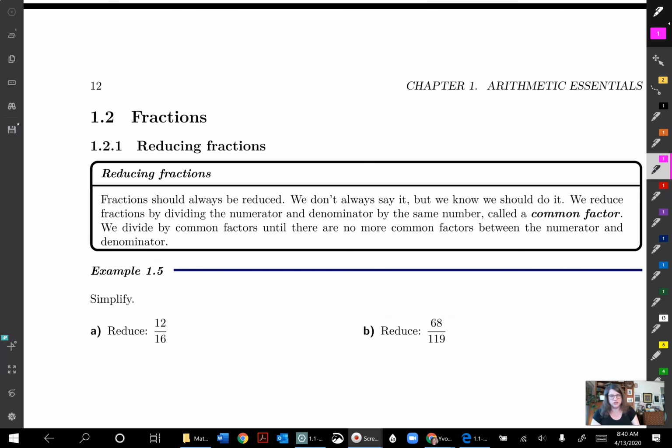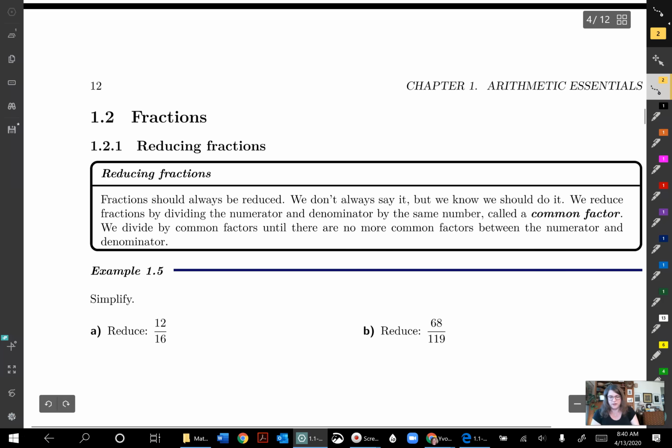Okay, now here's fractions, everyone's favorite, I know. So fractions should always be reduced. We want to really pare it down to its simplest form. Simplest form does not mean putting it in a mixed number. Sometimes that gets a little confusing. Simplest form, or reduced, means that there's no common factor of the numerator and denominator.